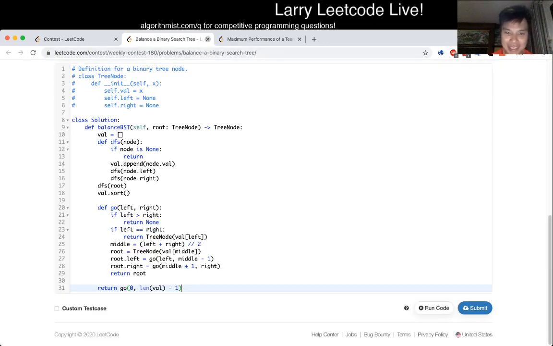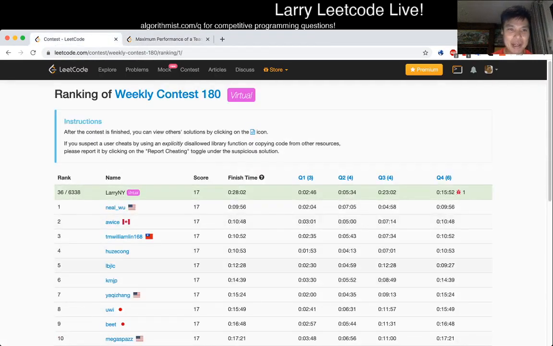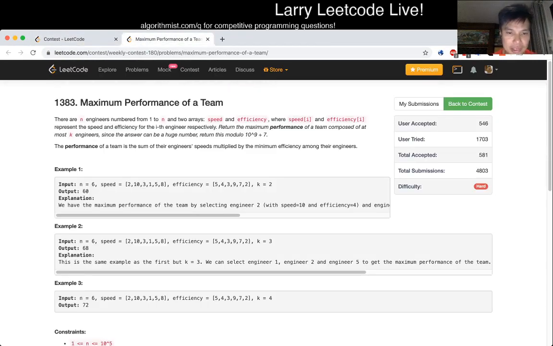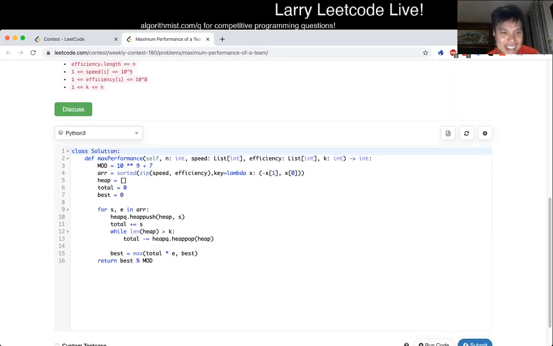Clearly, people are way smarter than me on this one. But maximum performance of a team. This one, to be honest, I knew, this mod thing hurts a lot because it cost me 5 minutes.